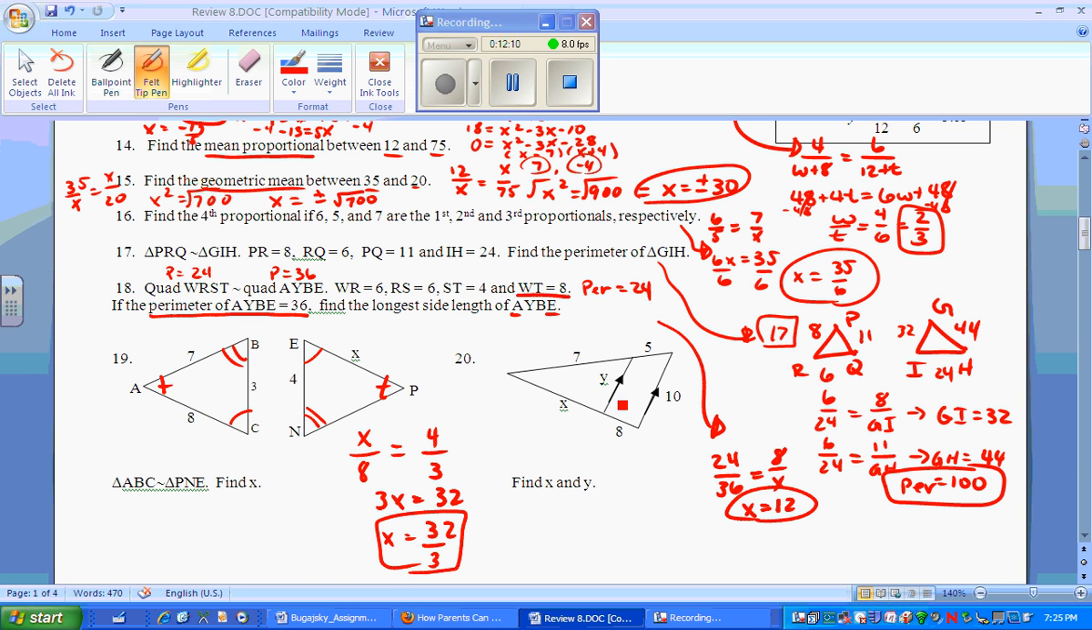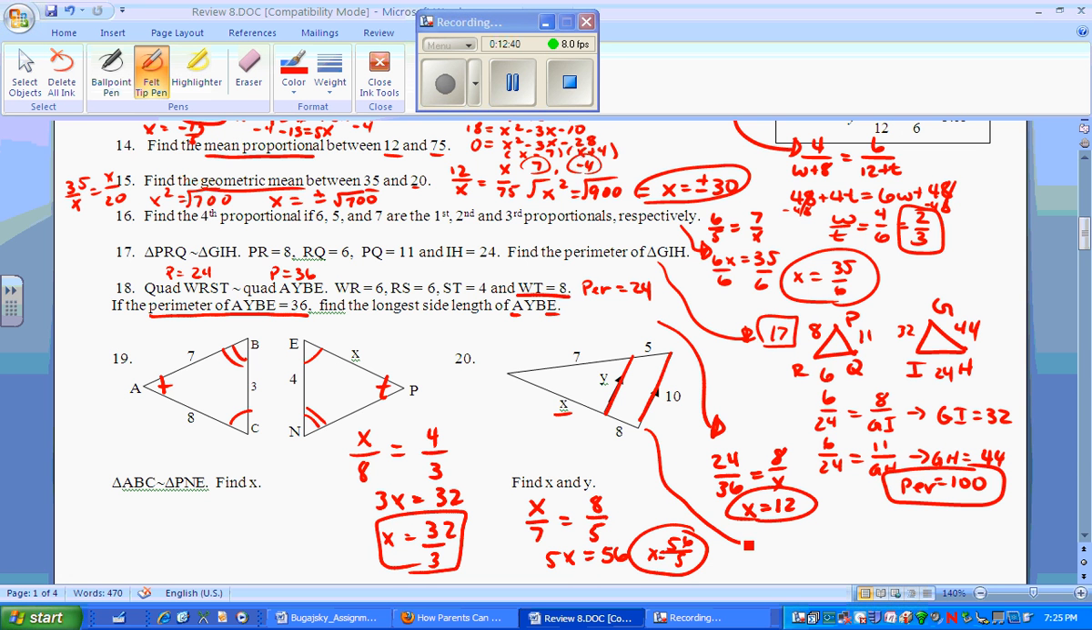Done. Number 20. Because these lines right here are parallel, we can use the parallel line rule and solve for x. We can say x is to 7, because they're across from each other, is equal to 8 is to 5. Cross multiply, 5x is equal to 56. X ends up equaling 56 over 5 for the answer.